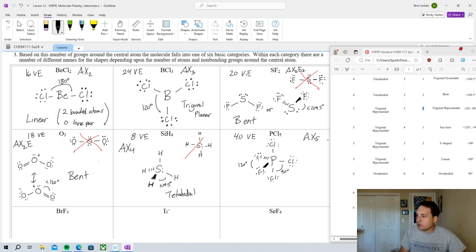What else is there I want to say about this one? I guess it's trigonal bipyramidal. The reason why it's called that, and I always forget how to spell bipyramidal, is because it's shaped like a triangle, and then there's a pyramid on the top and a pyramid on the bottom.